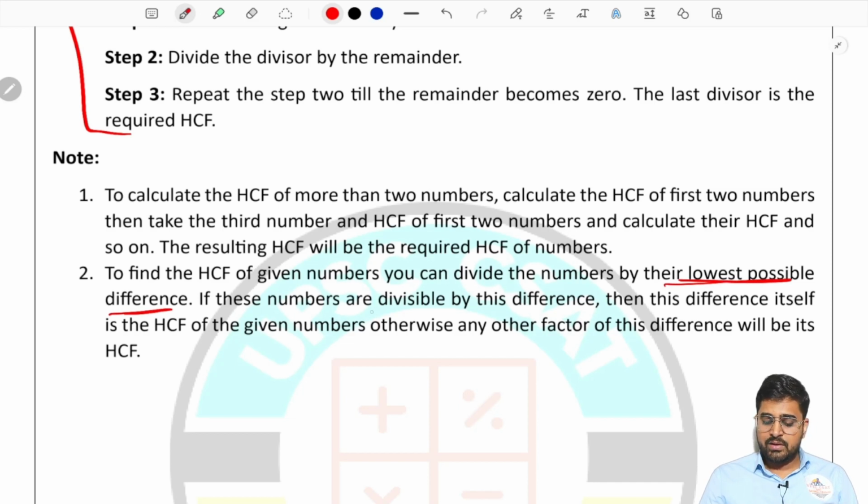If these numbers are divisible by this difference, then this difference itself is the HCF of the given numbers. Otherwise, any other factor of this difference will be its HCF.